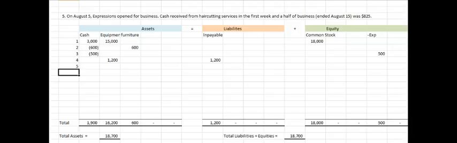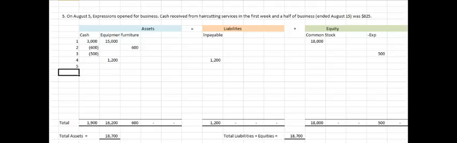Transaction 5. It says on August 5th, expressions opened for business. Cash received from haircutting services in the first week and a half of business ended August 15th was $825. Is this a transaction? Yes, it is. This represents how much cash we received from cutting hair. Now, we know what are the accounts affected by this transaction.